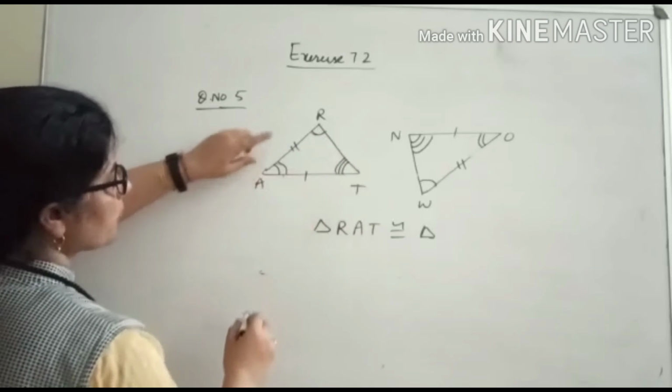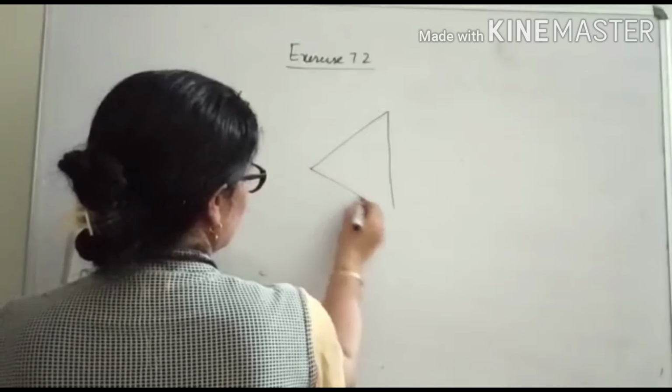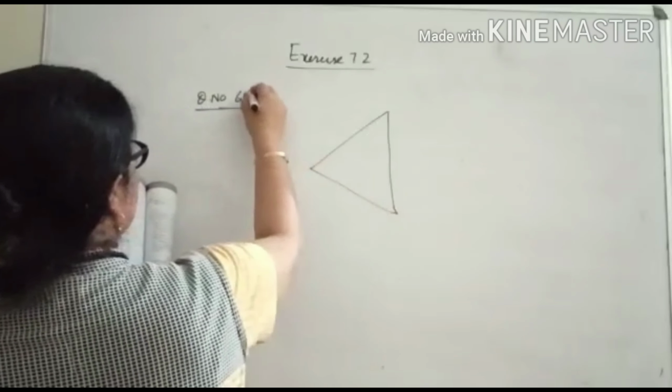In the next, question number 6. Here also we have to see the order. Triangle BCA. See this one I am telling you. The second you can do yourself also. Question number 6, first part.